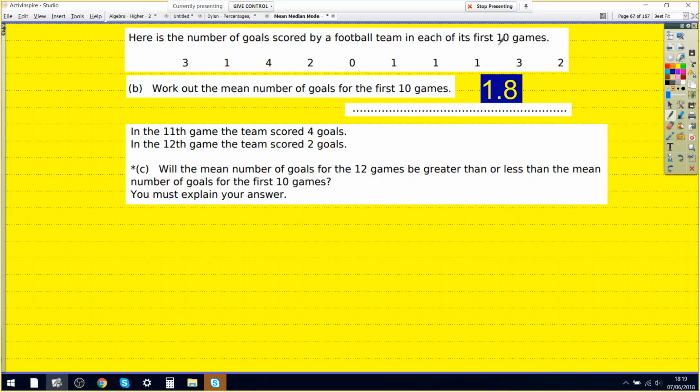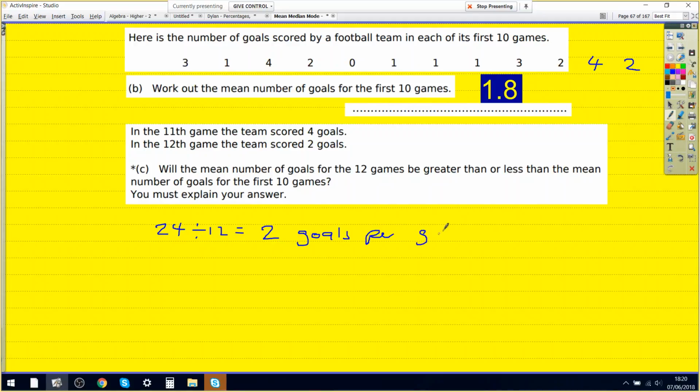Correct. So what you could do is stick on a 4, stick on a 2, and then add all of those up. Well, it was 18. 18 plus another 6 goals, that's 24. And 24 divided by 12? 2. So actually the average has gone up. 2 goals per game on average. Any idea why it went up?